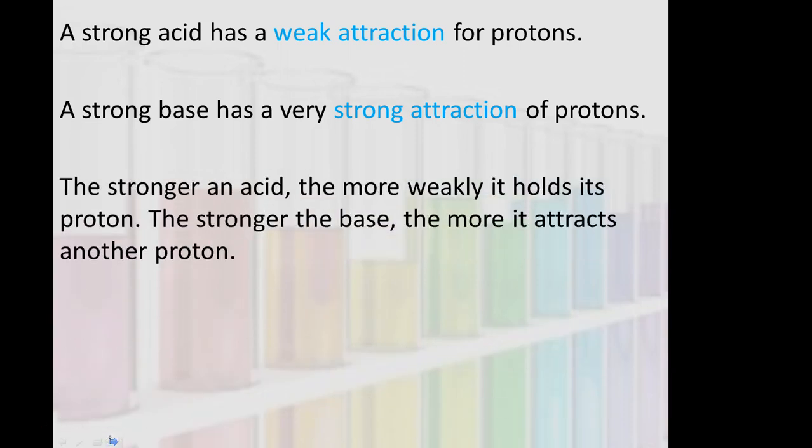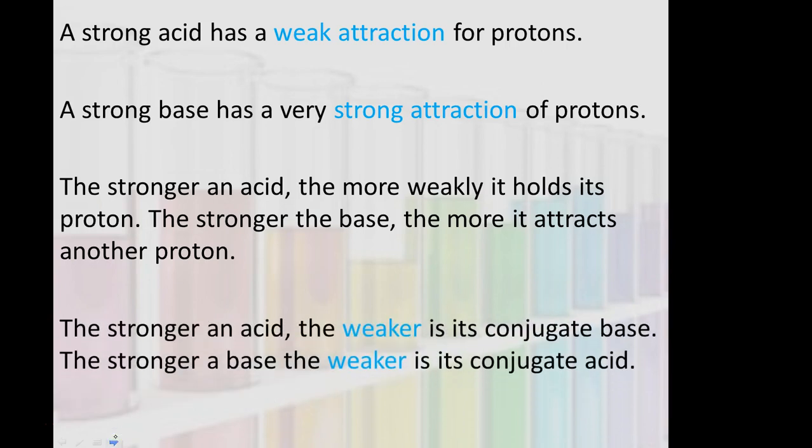The stronger an acid, the more weakly it holds a proton. So like I just said, the stronger an acid, the weaker its conjugate base. If I had a strong acid, like hydrochloric acid, its conjugate base would be what? Does anybody know? It would be a chloride ion, right? So chloride ions are a weak base, and hydrochloric acid is a strong acid.